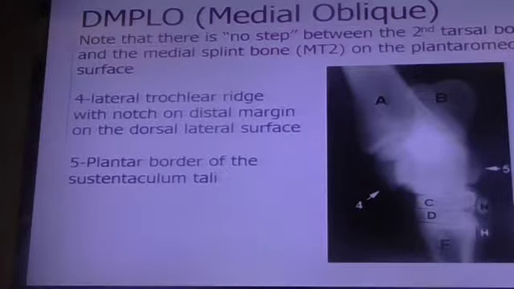If you notice, there are lateral ridges of the talus, and then it's bumped back here on this plantar medial surface. Just remember those on that medial oblique view. If you know that this is plantar medial surface, then this has to be dorsolateral. So number 4 would be the lateral, and it's the one that has the little notch in it. Y'all do remember that?